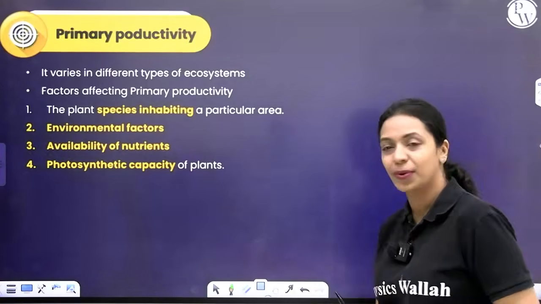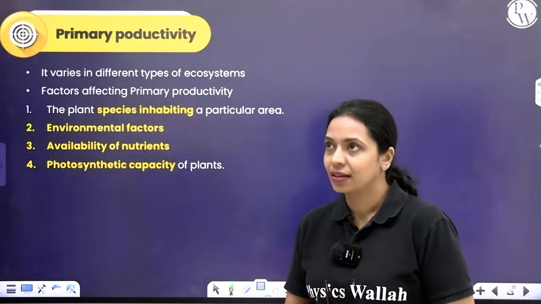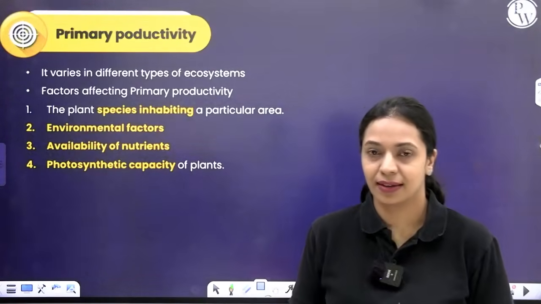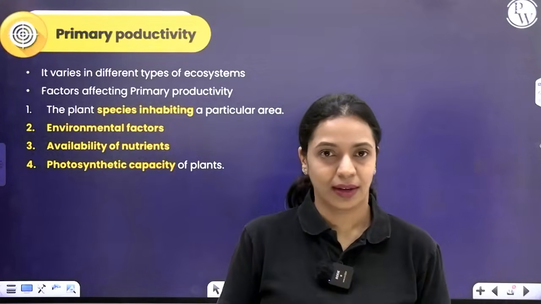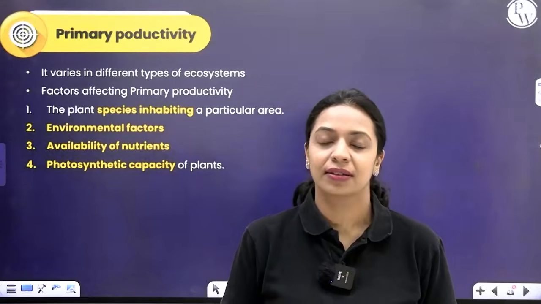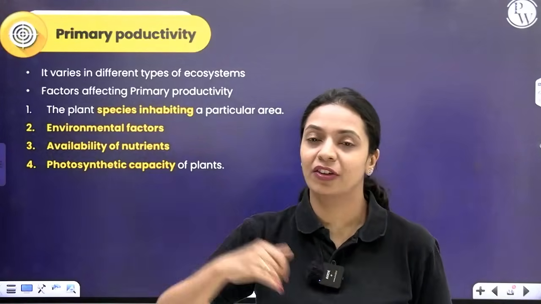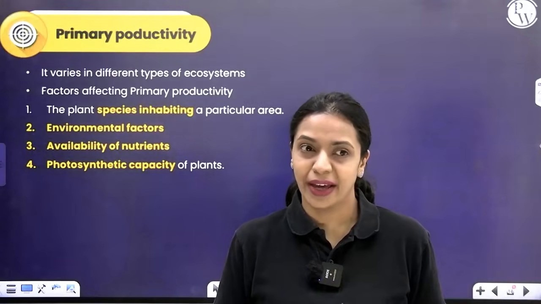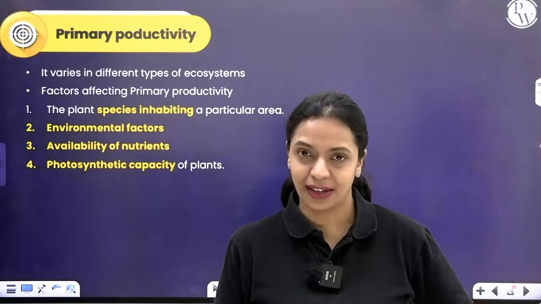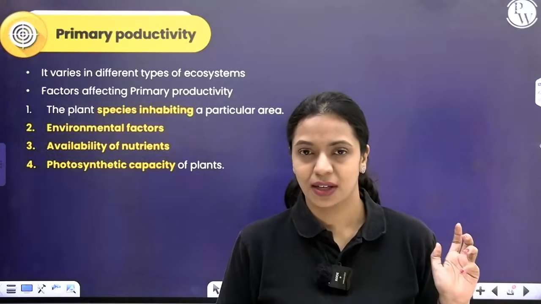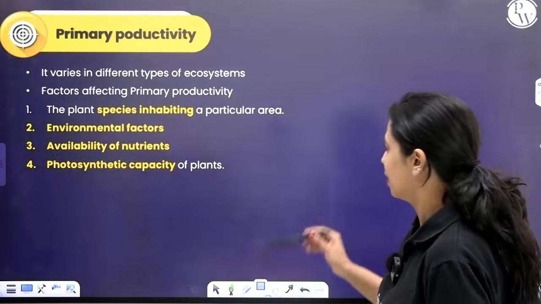Firstly, the plant species inhabiting that particular area. See, if you have plants that are huge with a lot of leaves, which are tall and they get a lot of sunlight, then in an ecosystem that has many such plants, their productivity will be higher compared to an area where you don't have many plants and you have very small plants that cannot photosynthesize very well with small leaves. Then obviously in that ecosystem, productivity will be less.